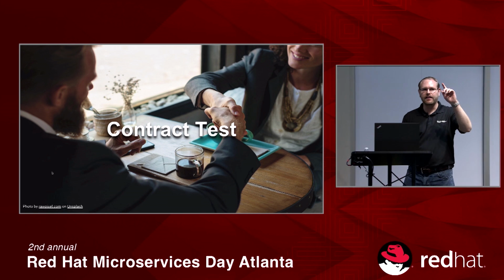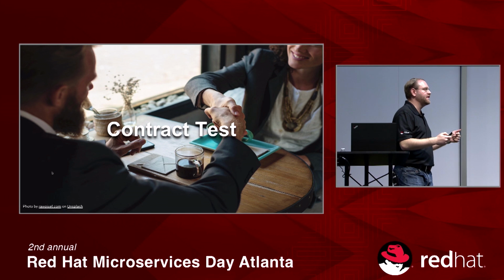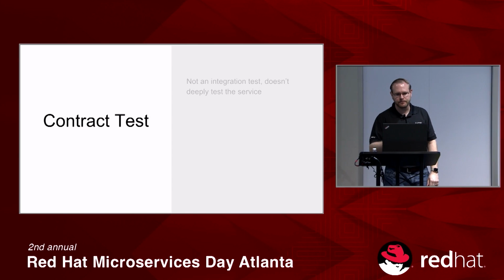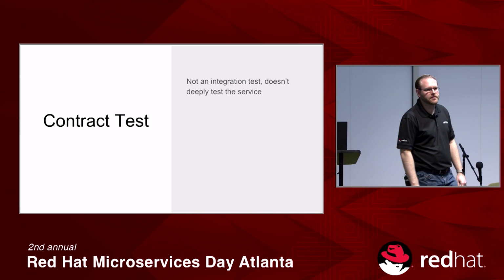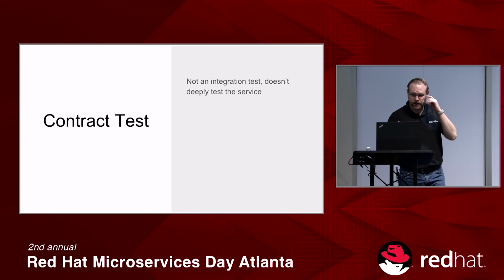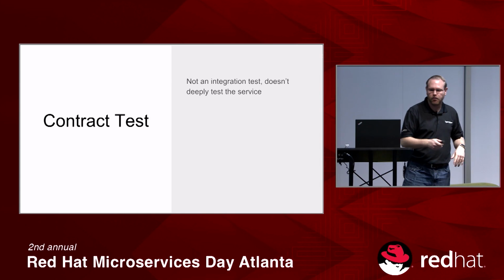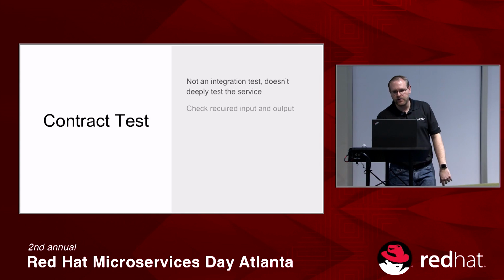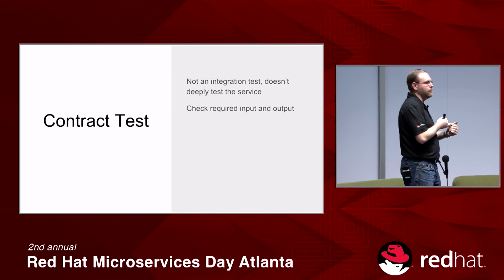All right. As far as microservices are concerned, contract, we're talking API. So this is a public-facing API that we're going to be testing. Is this contract first? Yeah, you can think of this as contract first. Now this is not an integration test, and it doesn't deeply test the system. The way that we've got it, we're actually running the whole thing, but it doesn't have to. What you're going to be doing on this one is checking required input and required output.